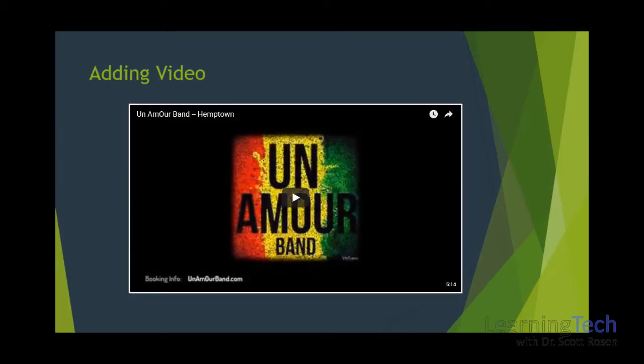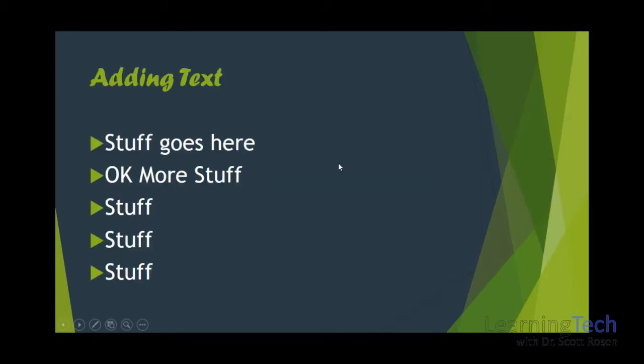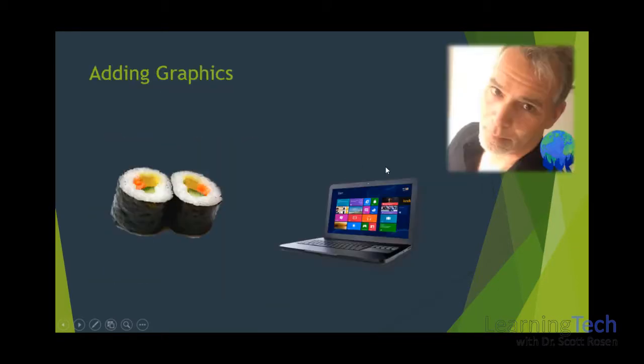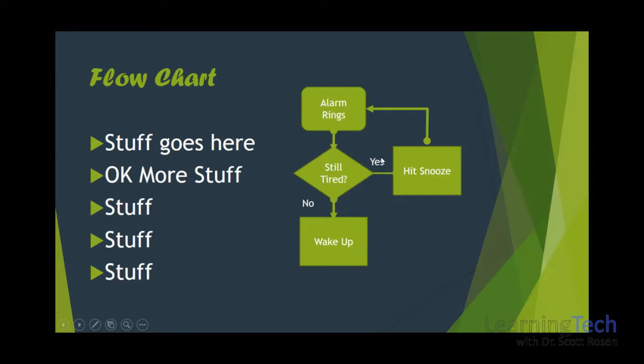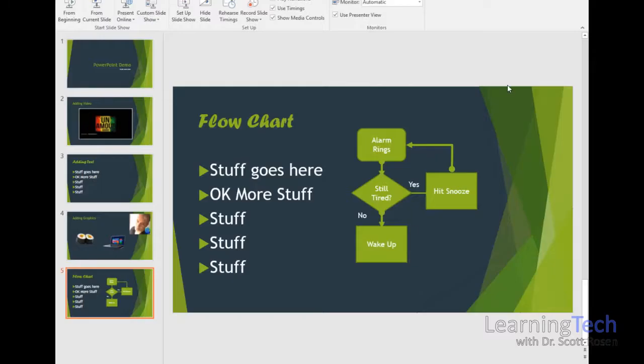Okay, it changes to the video. And if I want the video to play, I can click on it. Later, I'll show you how to automatically start the video when you do that, because you can just set an event for it. Here's my adding text slide. And then finally, my adding graphics and my flowchart. Okay, great. So that looks cool. I can do a little bit more.